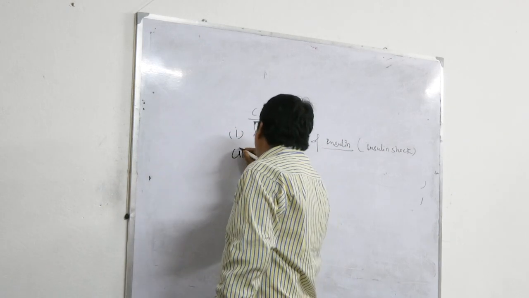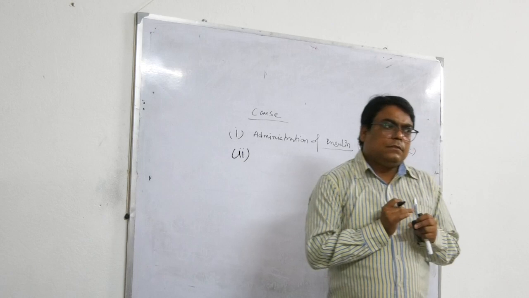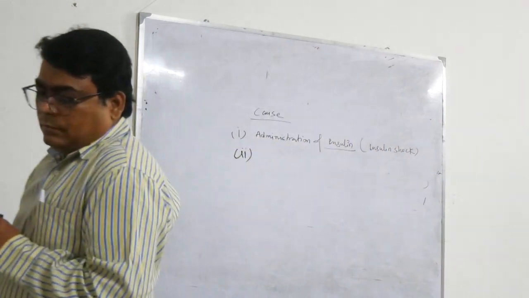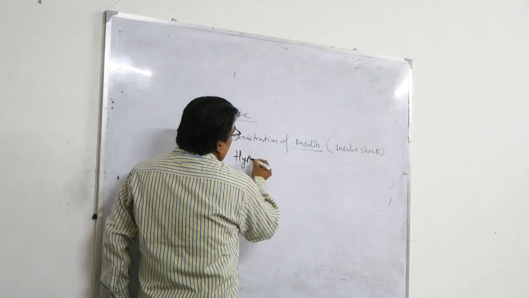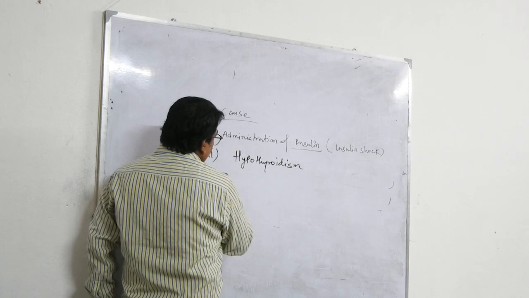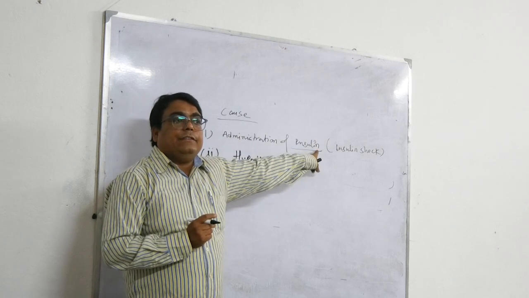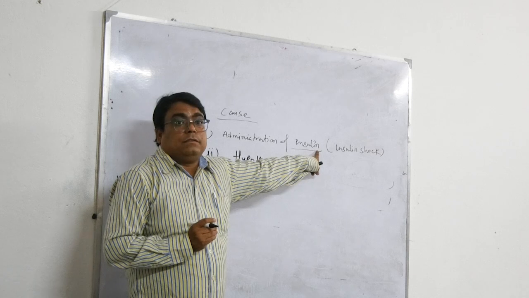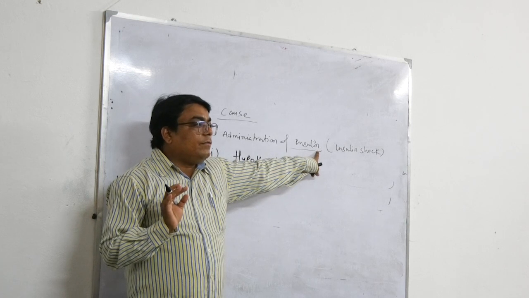Second one, if the pancreas is doing hyperactivity, what happens? With hyperinsulin administration, the patient goes into a severe condition, insulin shock, and if it is not treated, there will be chances of coma. The patient goes into coma. Why?